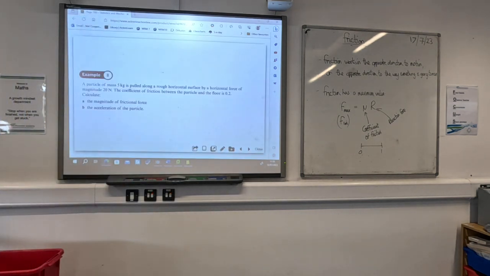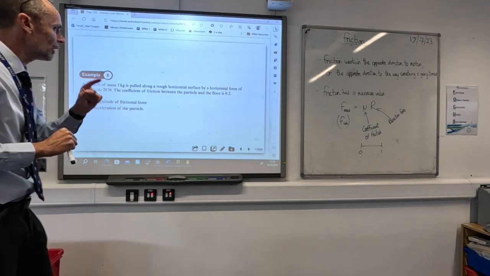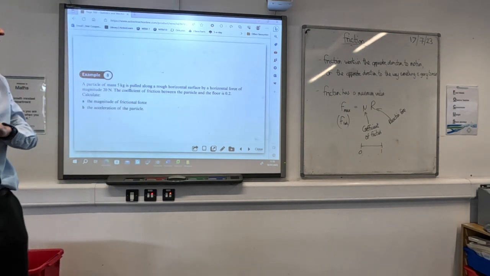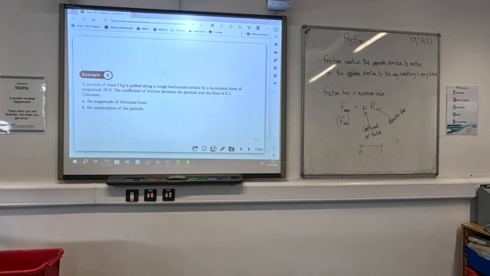So as I said, we're going to return to the horizontal and consider friction in this situation. We've got a particle of mass 5 kilograms being pulled along a rough horizontal surface by a horizontal force. No angles involved here at all. So should we say it's being shoved in that direction? If you want to try and label a diagram to show that, including labelling the direction that this friction force is moving.